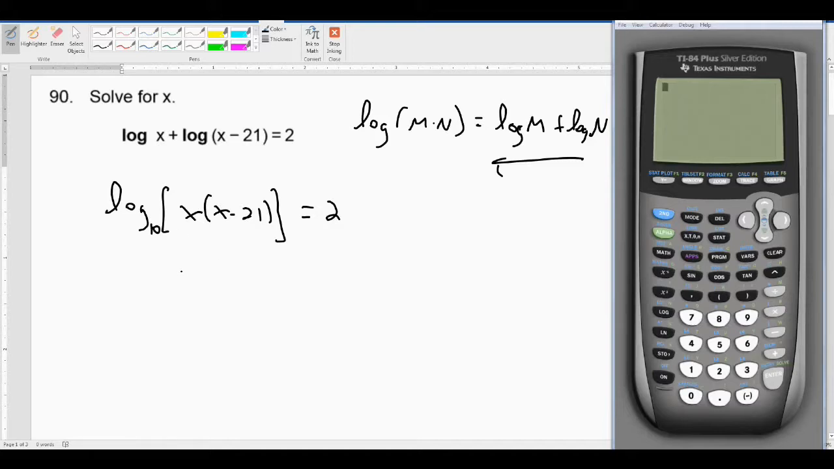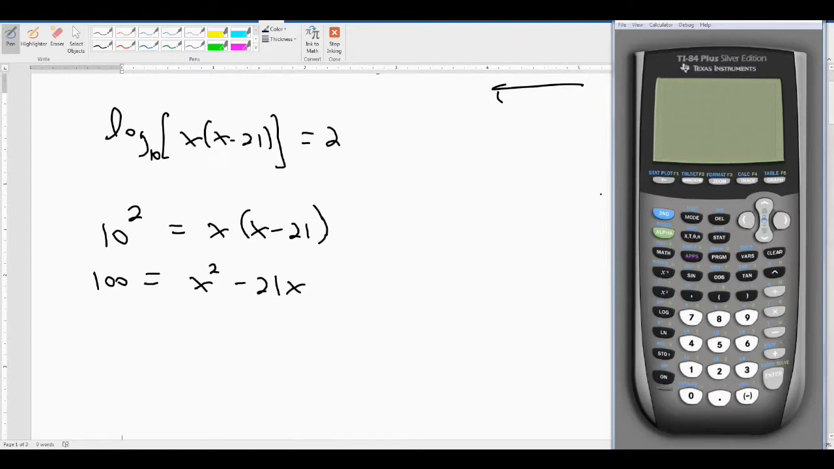So now I'm going to convert to exponential form using the definition. Start with the base, 10. Logs are exponents, so the exponent becomes 2. And that equals x times x minus 21. Now the reason why it's more difficult is because of what's going to happen next. 10 squared is 100. X times x is x squared. X times minus 21 is minus 21x. You have a quadratic. Anytime you have a quadratic, you have to get it equal to 0. So I'm going to subtract 100, because 100 minus 100 is 0. And we have a quadratic equation that we have to solve.